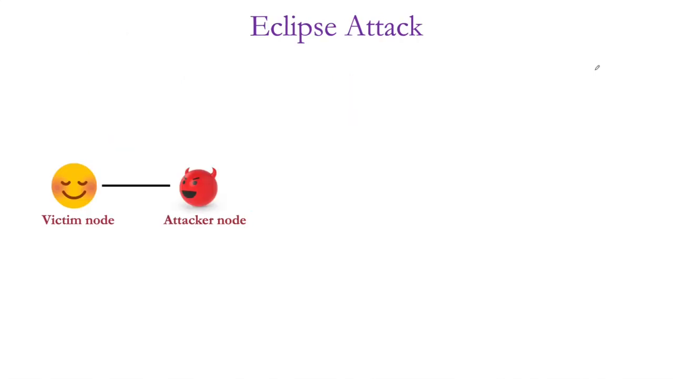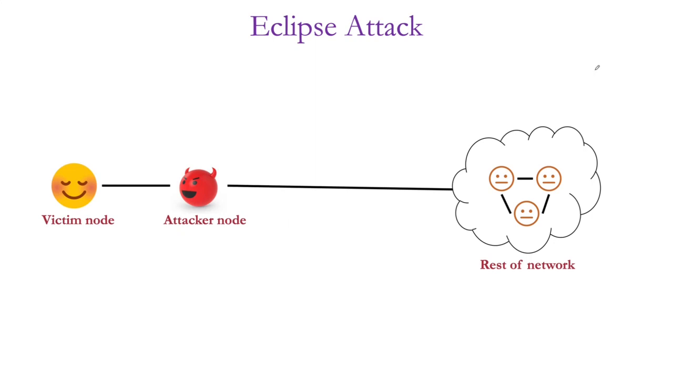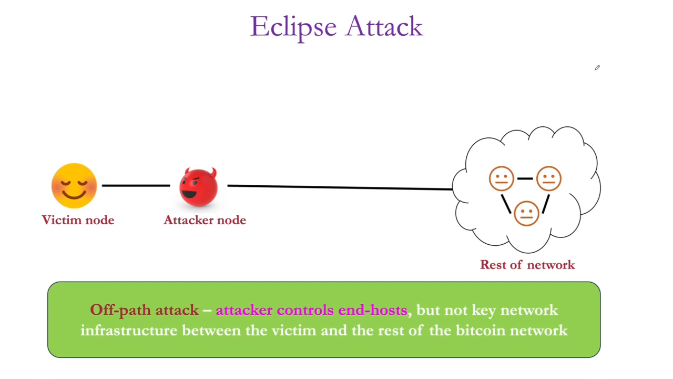So in summary, the victim node will be chosen or selected by the attacker, and the attacker takes a position between the victim's connection to the other normal nodes in the network, which we call the rest of the network. This is an off-the-path attack: the attacker controls end hosts in the rest of the network, but not the key network infrastructure between the victim and the rest of the Bitcoin network.